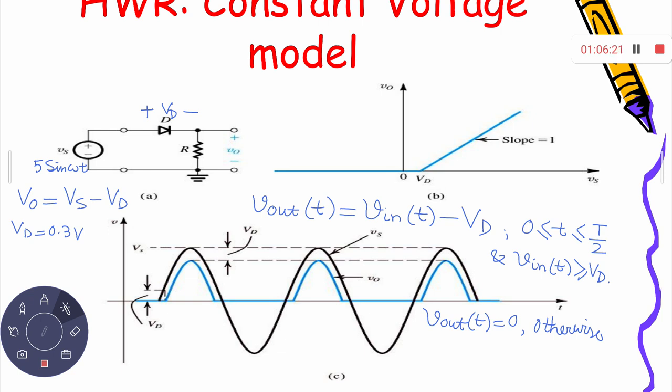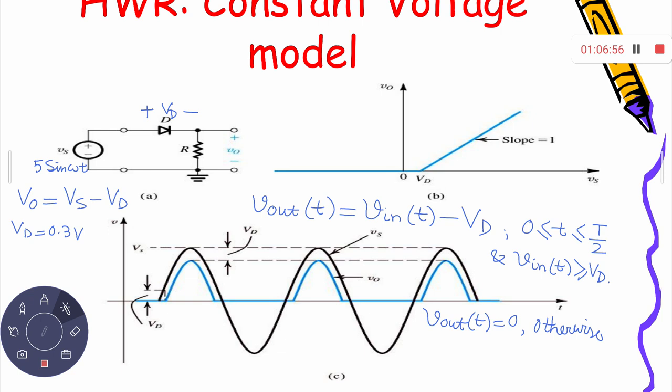Peak inverse voltage is the maximum reverse voltage that the diode can resist. That means with respect to the cathode, if I consider the cathode is at a fixed potential, what is the maximum negative anode voltage? Or if I consider the anode is at a fixed potential, then what is the maximum positive cathode voltage? Either the cathode is fixed, so maximum negative anode, or the anode is fixed, maximum positive cathode. Okay.